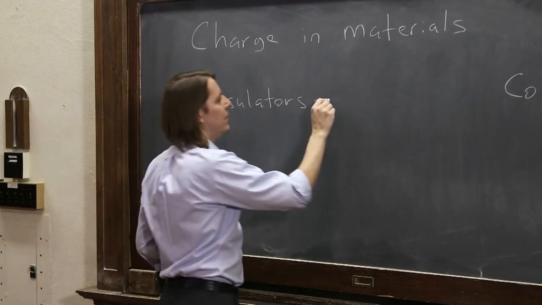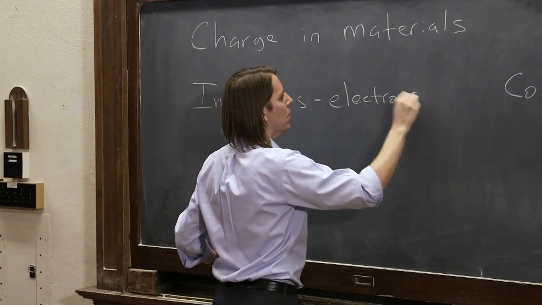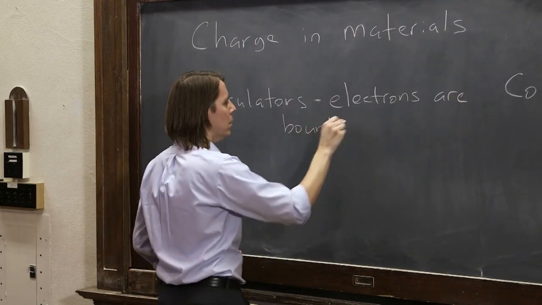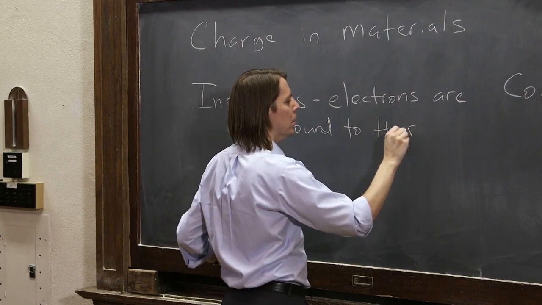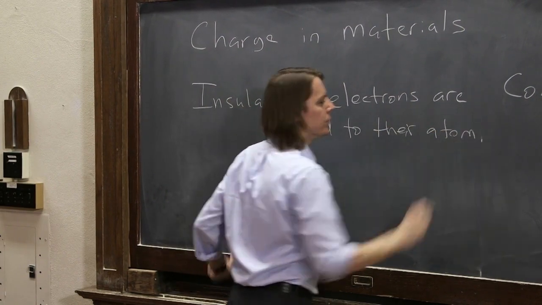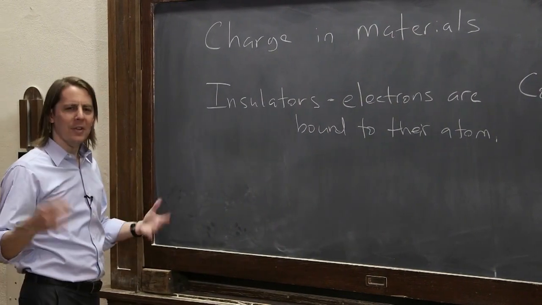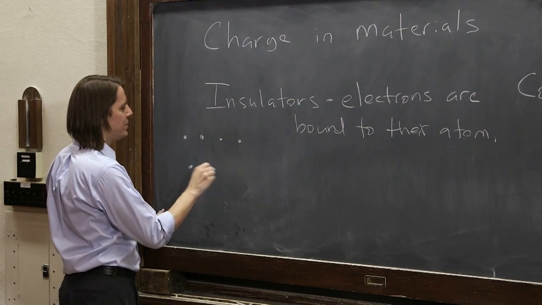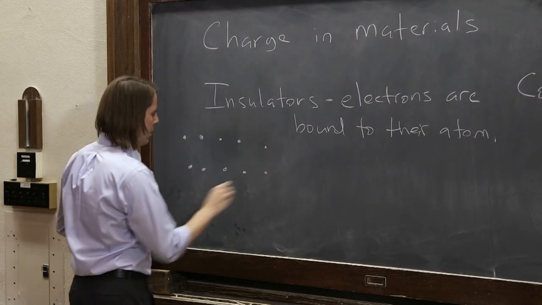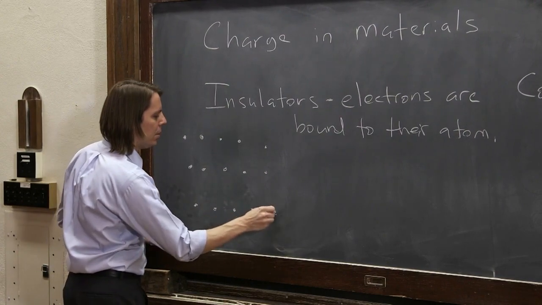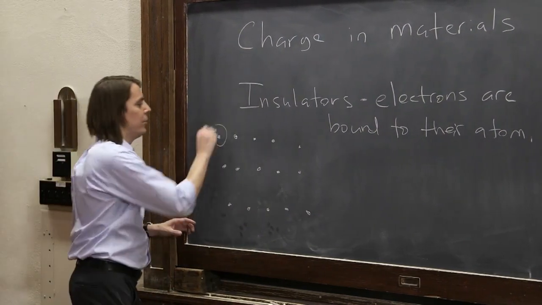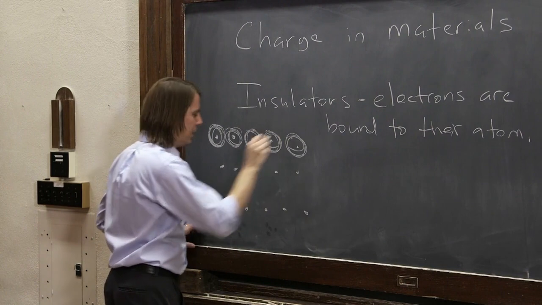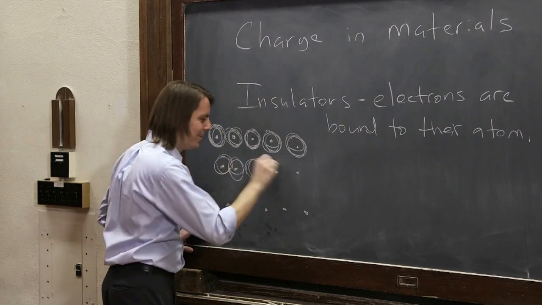Basically, all you need to know is that the electrons are bound to their atom. They're not free. So if we think about the inside of an insulator, we can imagine that the atoms, the nuclei of the atoms, are arranged in some way, maybe like this. And the electrons are stuck with their atom. So they're going around in a cloud like that, and they can't leave. And I've drawn way too many of them.